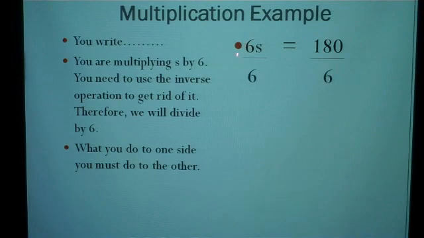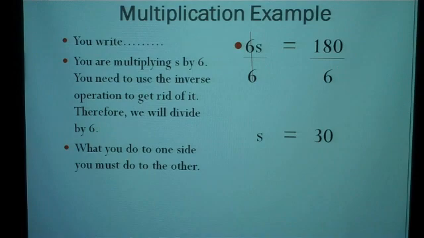This shows that the line here means divided by 6, 180 divided by 6. The 6's here will cancel out. 6 over 6 is 1, and 1 times s is s. So now we have the s by itself. This side will give us the answer. So if you divide 180 by 6, you would get the answer, s equals 30.